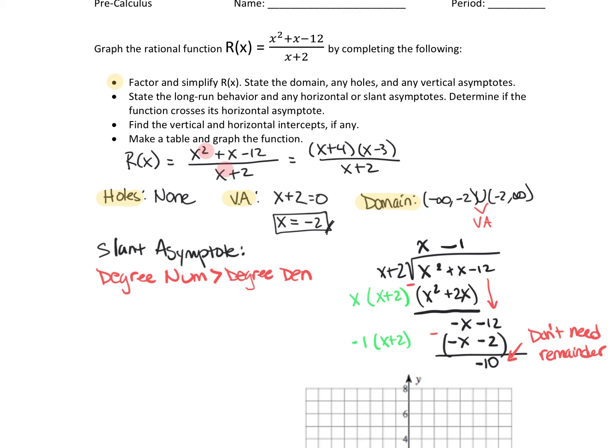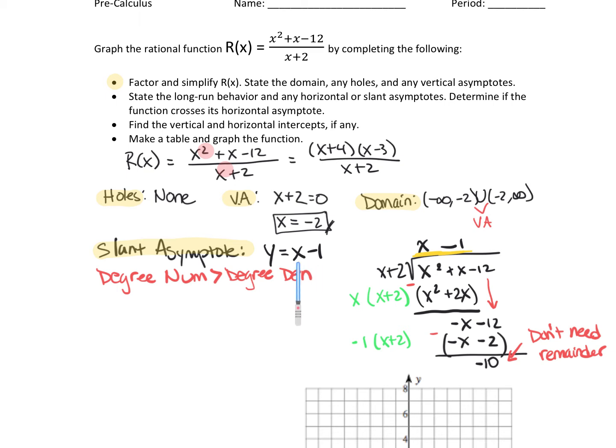So whatever I have left up here, this is going to be my slant asymptote, or that final answer of y is equal to x minus 1. So that's what we will have for our slant asymptote. Now, the long-run behavior for this, I've mentioned previously that the long-run behavior is always connected to the horizontal asymptote, and whatever we have for our horizontal asymptote, that's just where r of x or our y values are going, but it's a little bit different.